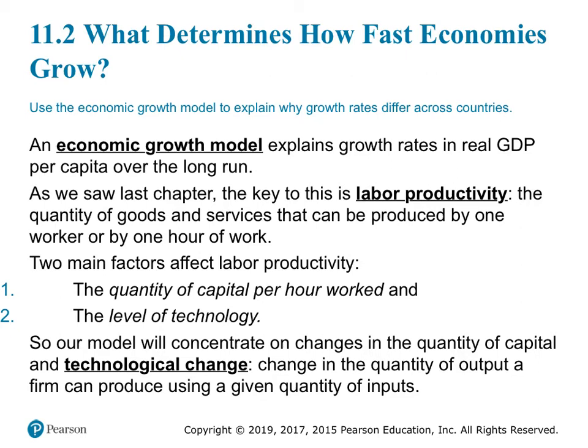It's one, the quantity of capital per hour. So how much capital does each worker have access to? How much machinery do they have access to? Or how many goods to produce other goods does each worker have access to? And two, the level of technology, seen as technological change. And technological change is the change in quantity of output a firm can produce using a given quantity of input.